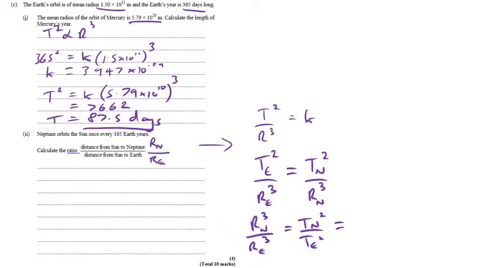Now we know the time period of Neptune. This is 165 Earth years, so 165 squared. We're working in years this time, so the time period of Earth in years is just 1, which gives us 27,225. This is the ratio of the radius of Neptune to Earth's orbits cubed. So if we take the cube root of this number, it gives us the radius of Neptune divided by the radius of the Earth is 30.